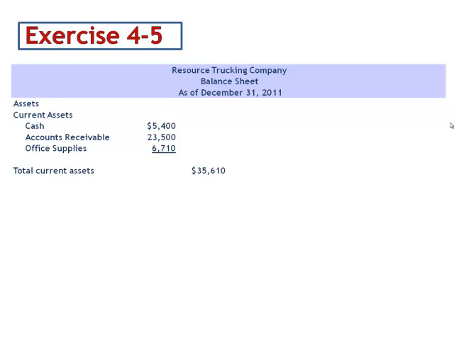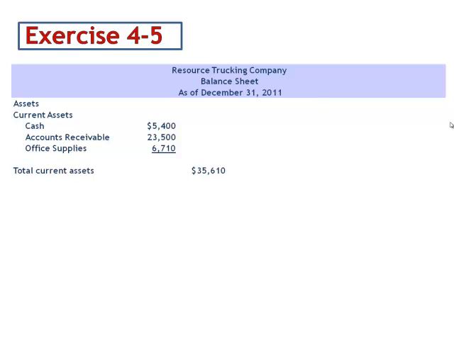Within the current assets, we've included them in order of liquidity. Cash is already available to help meet our obligations. Accounts receivable will be collected probably within the next 30 days, and then that cash will help us meet our obligations. And office supplies are not liquid. We're not really going to use them to satisfy the debts of the company, but we're going to use them up within the year. The remaining 3 assets, our non-current assets, are plant assets.